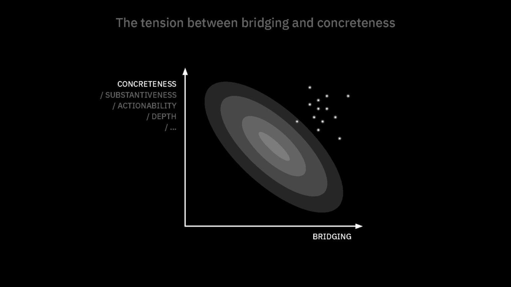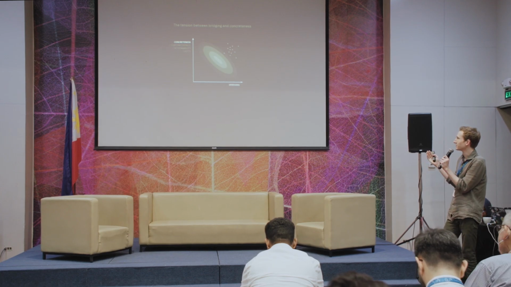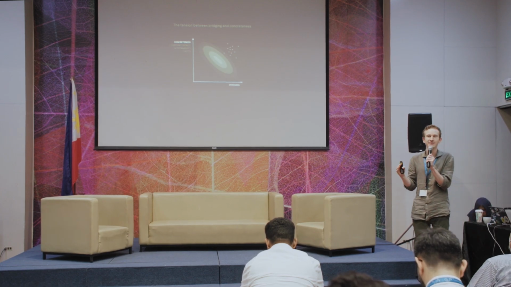But when we're trying to create agreements, so you can think of creating a peace agreement or deciding on a specific policy that determines how people are going to act or commit to acting in the future, what we really want is stuff that's both bridging and concrete. So the small minority of stuff that's not on this common trade-off is in the upper right quadrant of this plot.